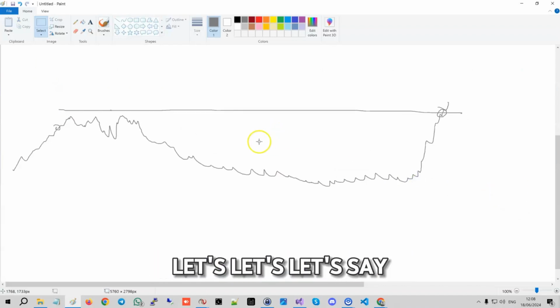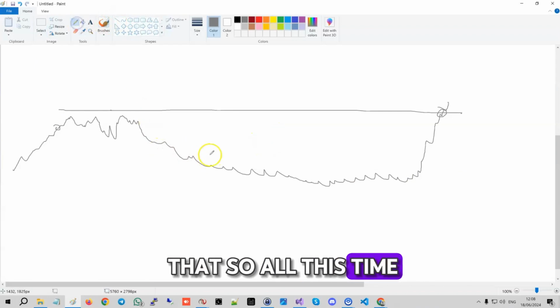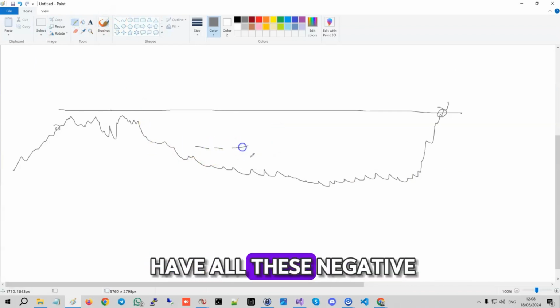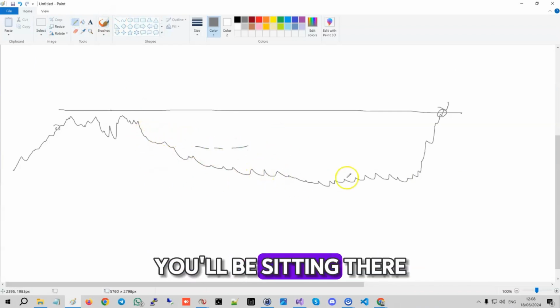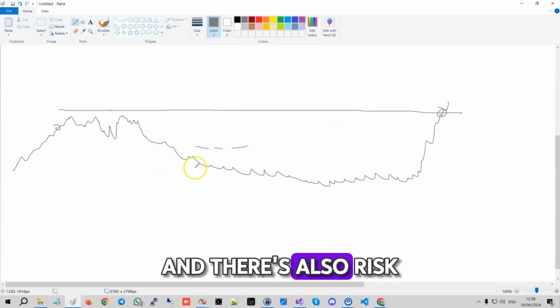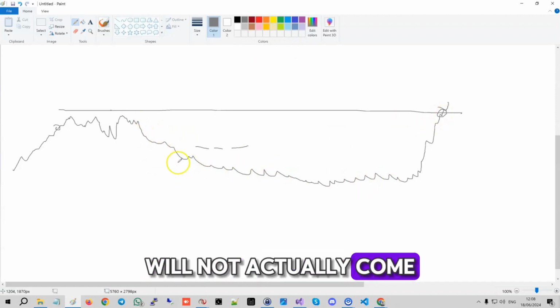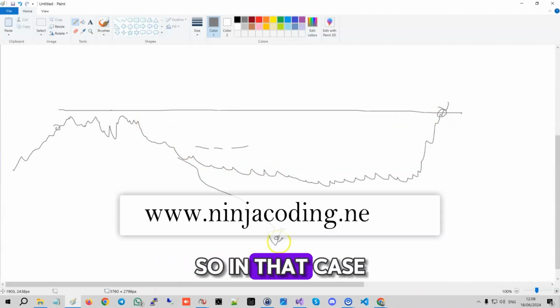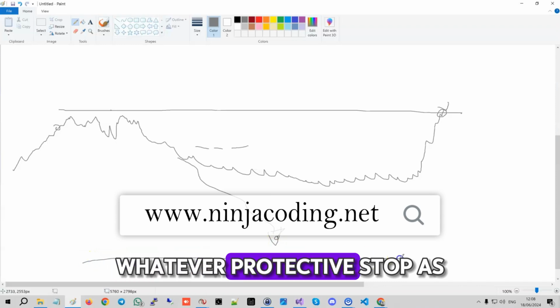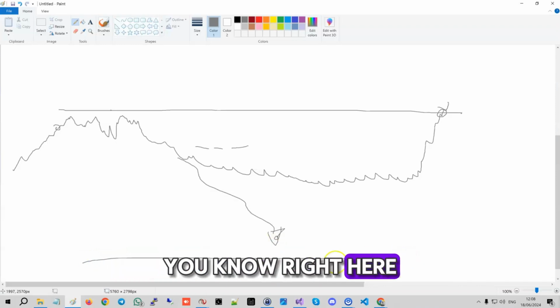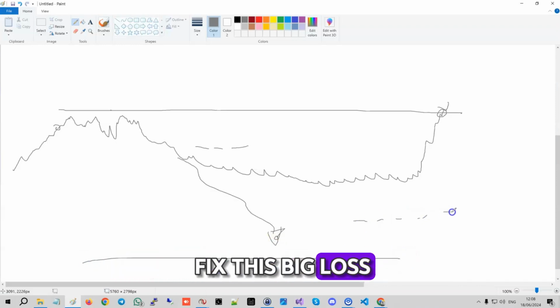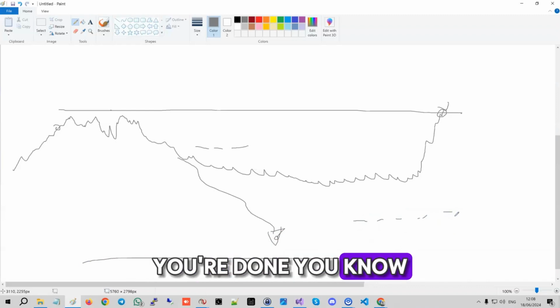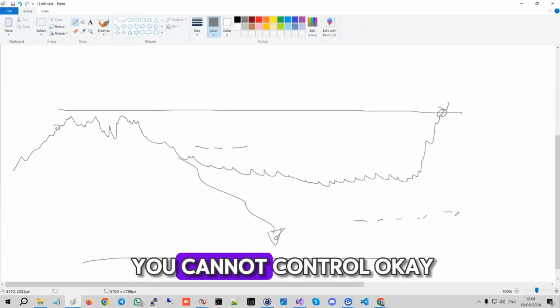So all of this time, you would have all these negative losses. You'll be sitting there in this drawdown, and there's also the risk that it will not actually come back and might even go down. So in that case, you'll have your protective stop, as we call it, right here, where you just fix this big loss, and that's it. You're done. It's really something that you cannot control.